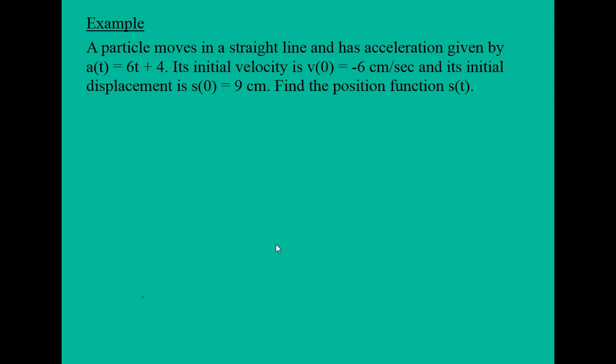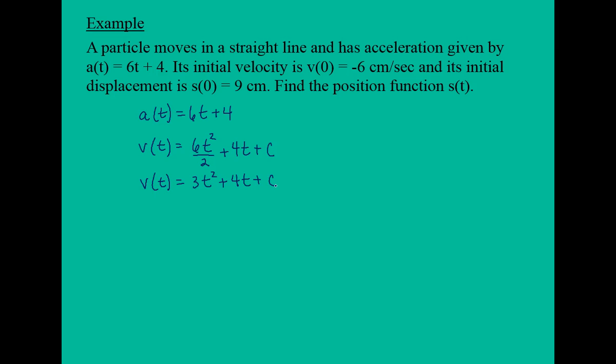We're given the acceleration a of t equals 6t plus 4. We know to find velocity, we can take the antiderivative of our acceleration. So if we take the antiderivative of our acceleration, we would get 6t squared over 2 plus 4t plus c. If we clean that up a little bit, we get 3t squared plus 4t plus c.